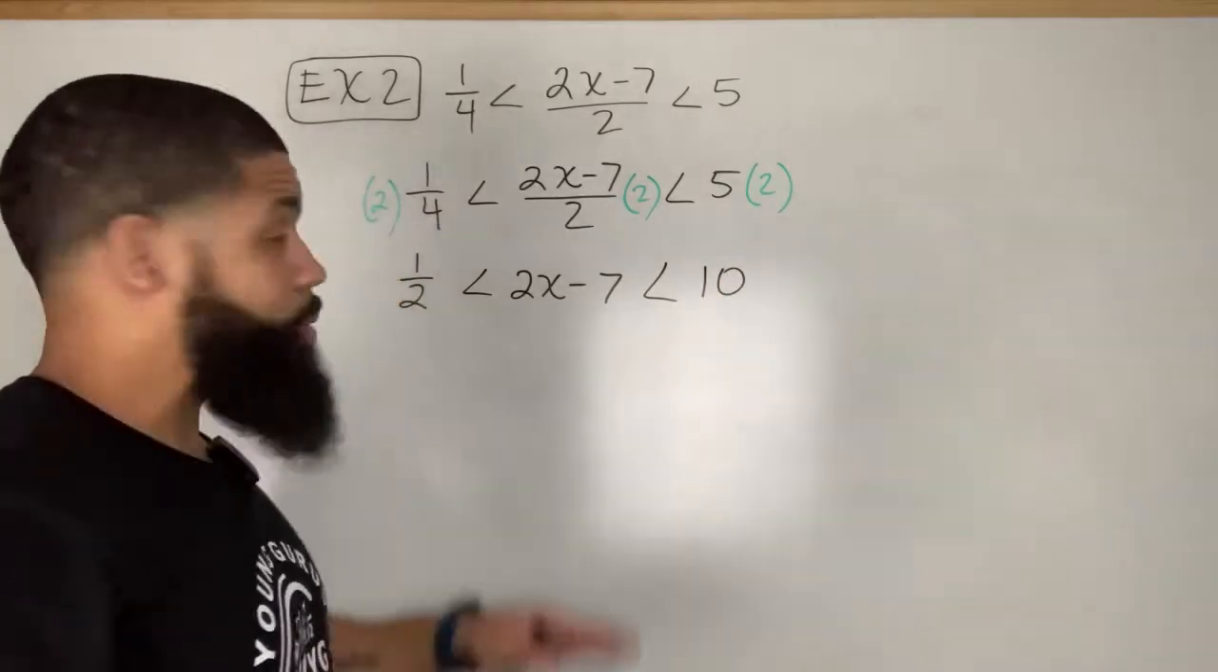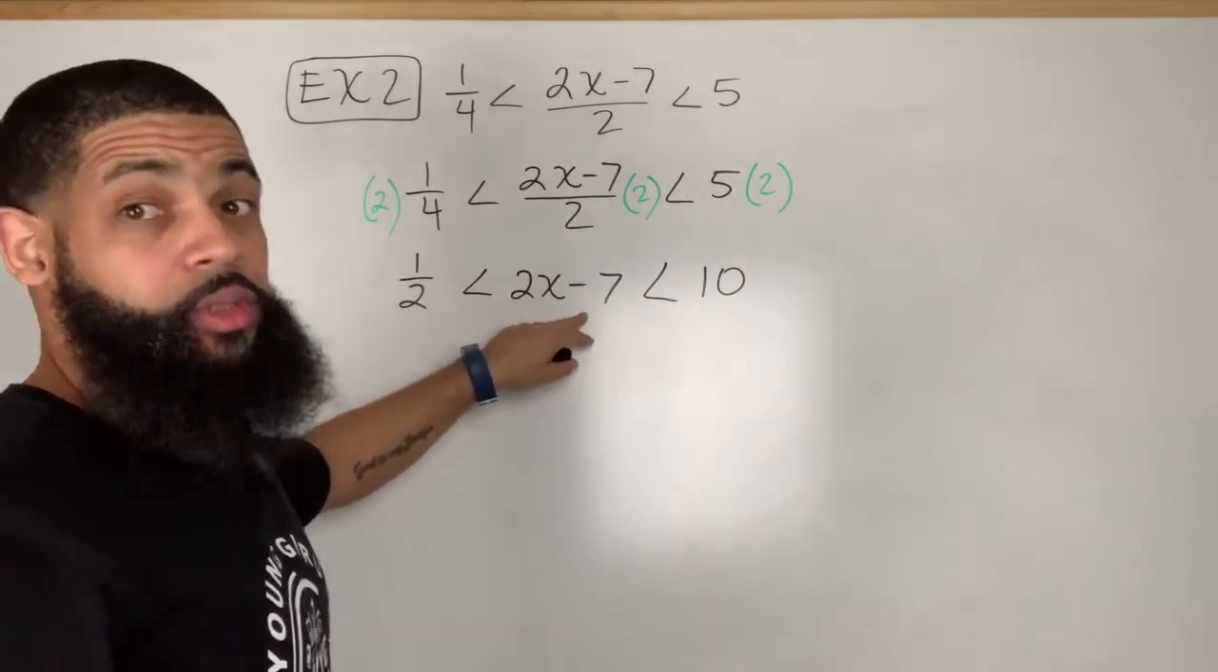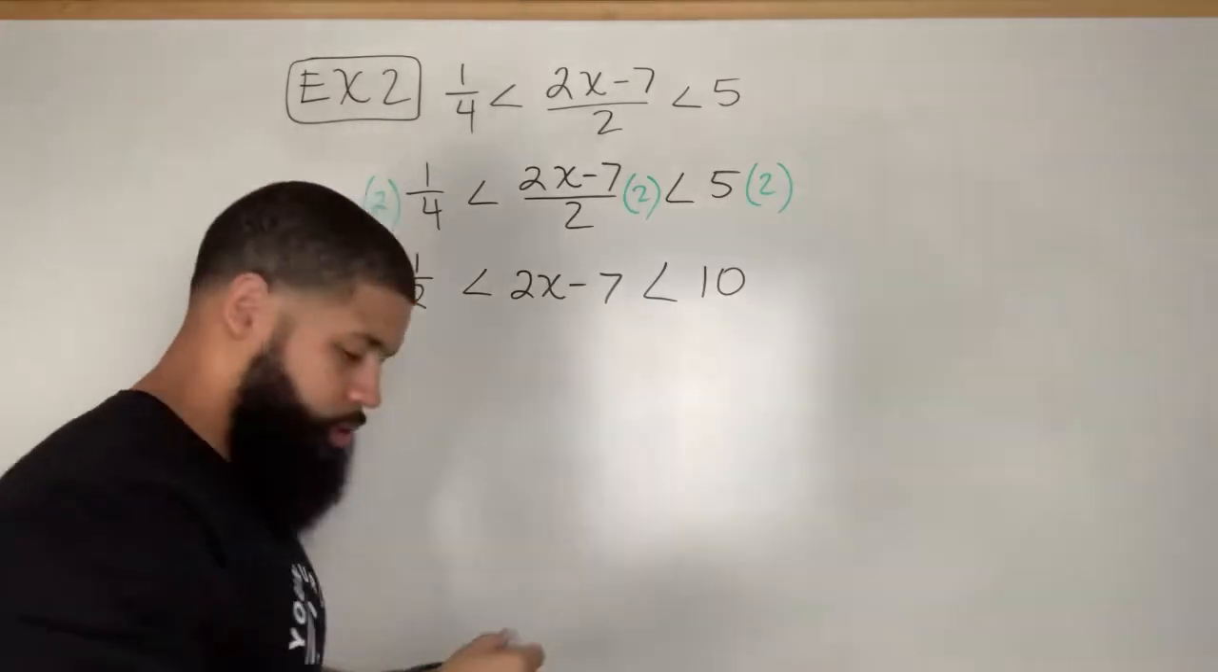Now remember, we still have to get the x by itself. So first I need to eliminate this subtraction. The opposite of subtracting 7 is adding 7. So I'm going to add 7. Let's do a different color again.